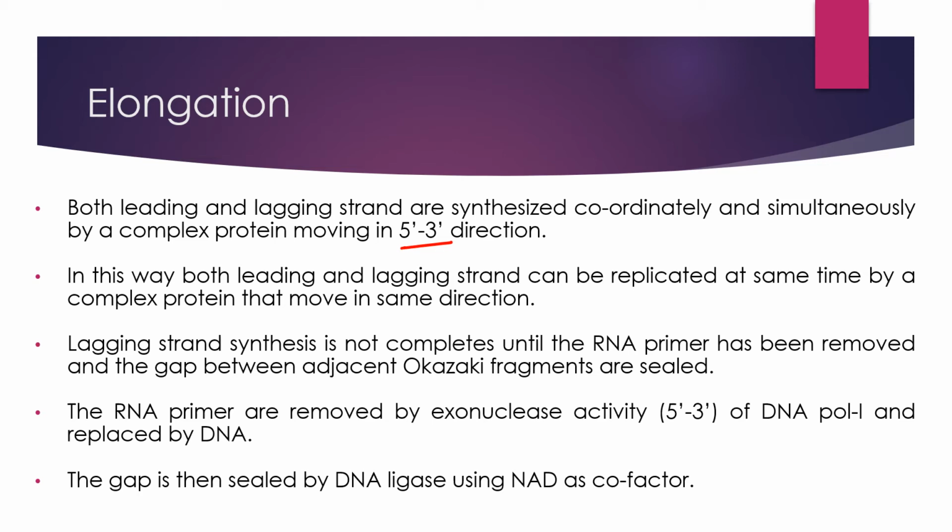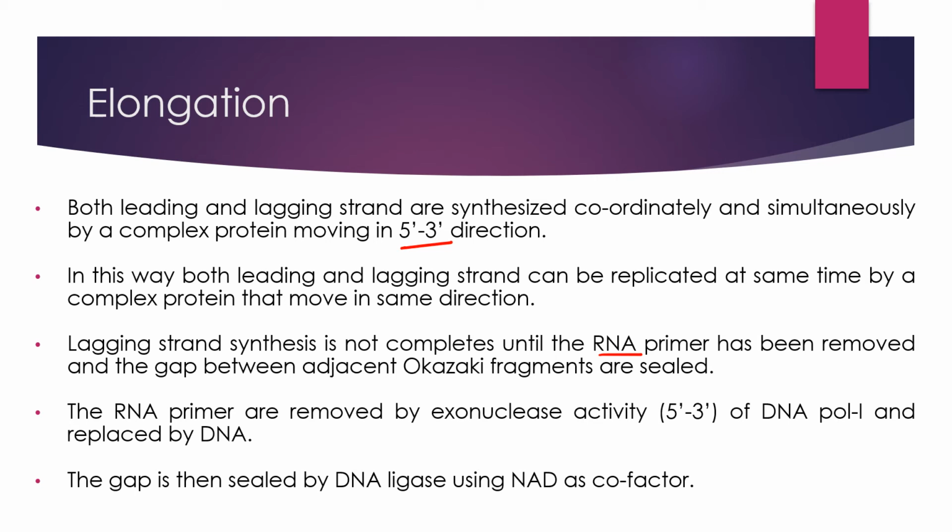Okay, so lagging strand synthesis is not complete until the RNA primers are removed, because each time there is unwinding of DNA, a new primer is added to the lagging strand. So that primer has to be removed from each and every Okazaki fragment, and that should be replaced by the DNA, by the dNTPs, because primer is made up of RNA. Okay, and then there should be sealing of these Okazaki fragments.